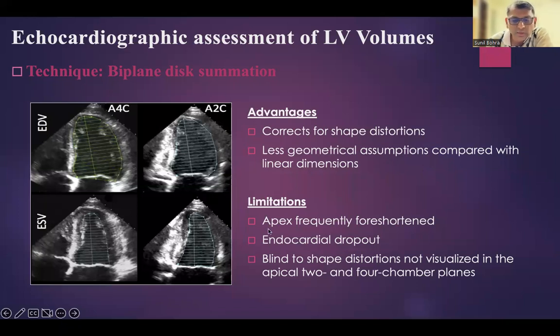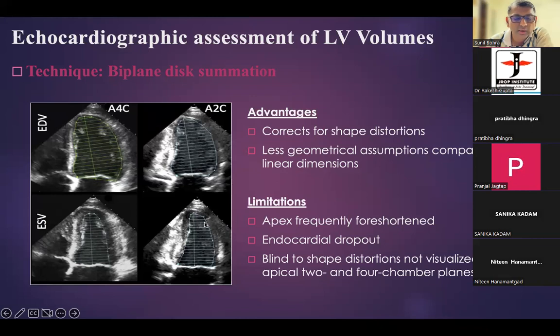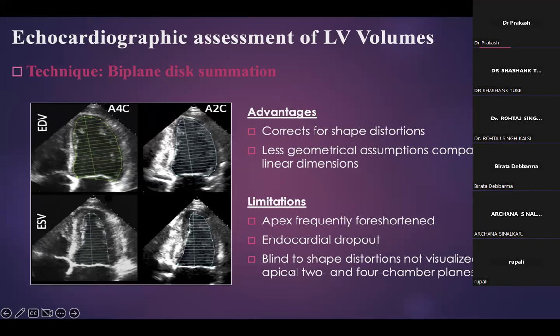The limitations here are the apex is frequently foreshortened if you have not taken the true LV apical four-chamber and two-chamber view. It can skew our measurements. And there could be endocardial dropouts, especially in the two-chamber view. Sometimes you will not be able to see the anterior wall correctly, and you may have endocardial dropouts, and you may not be able to correctly trace the border. And it is blind to shape distortions not visualized in these views. Suppose in other views there is some distortion in the LV shape, then you will be taking skewed dimensions.